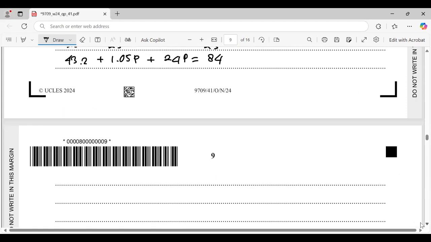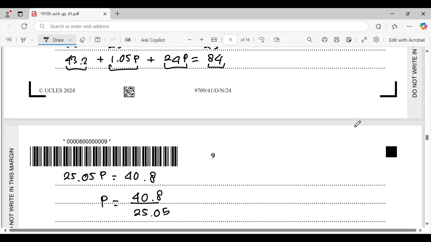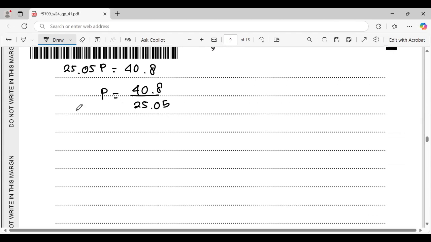Let's scroll down first. If this number plus this number, it is 25.05P equals 84 minus 43.2, and that is 40.8. So we can find P equals 40.8 over 25.05. Scroll down again, and we have the solution 1.62874, almost 1.63. The solution is P.